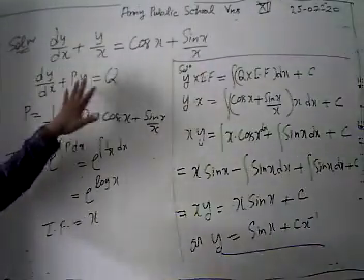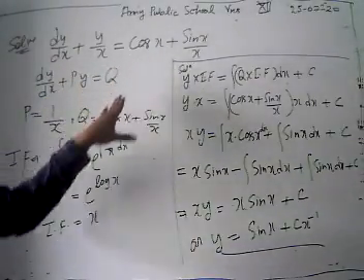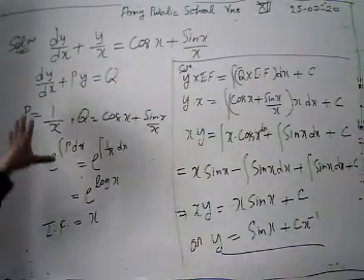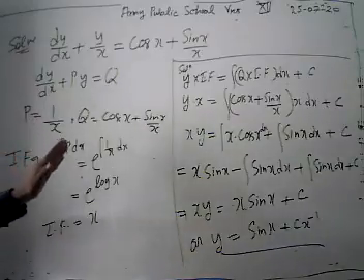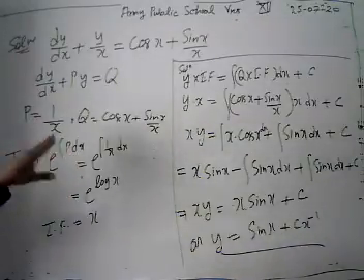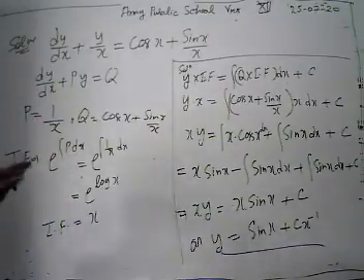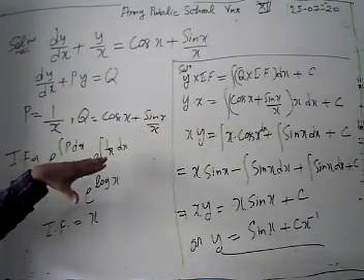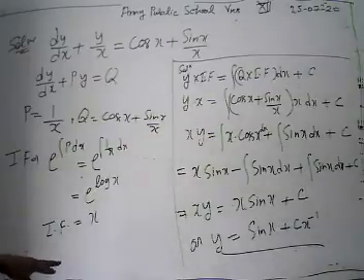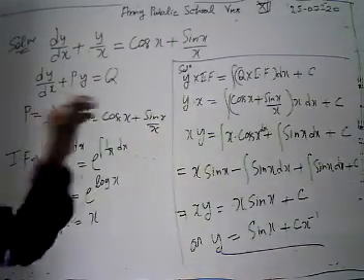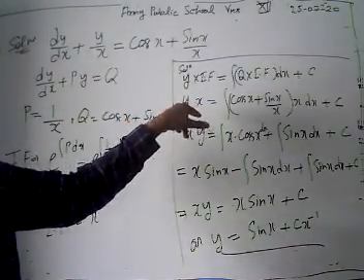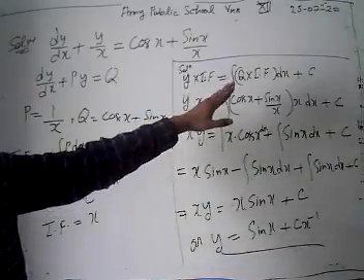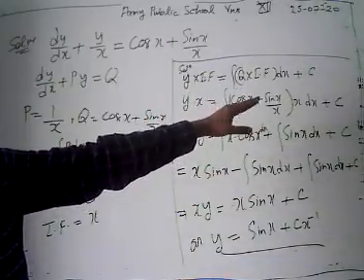Again, we have the problem dy by dx plus y by x equal to cos x plus sin x by x. Comparing, the value of P is 1 by x and Q is cos x plus sin x by x. Then our IF is e to the power integral of 1 by x dx, which is x. Our integrating factor is x. Then our solution is given by y into IF equal to integration of Q into IF dx plus c.